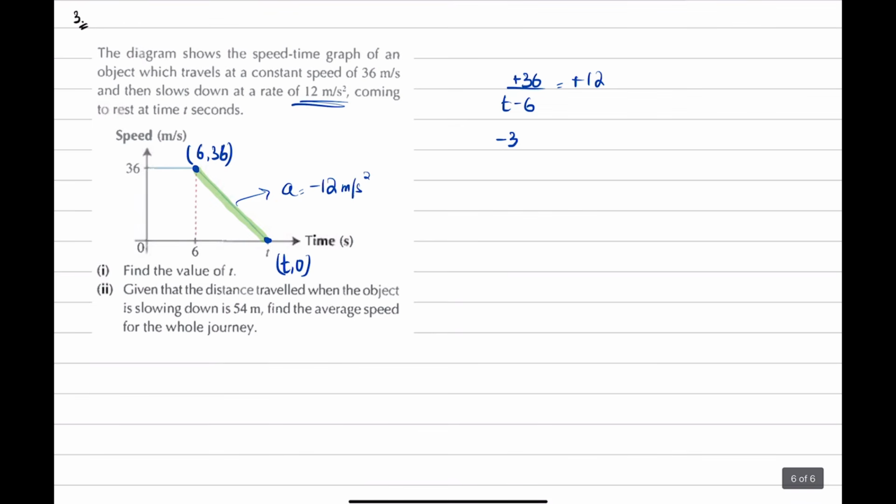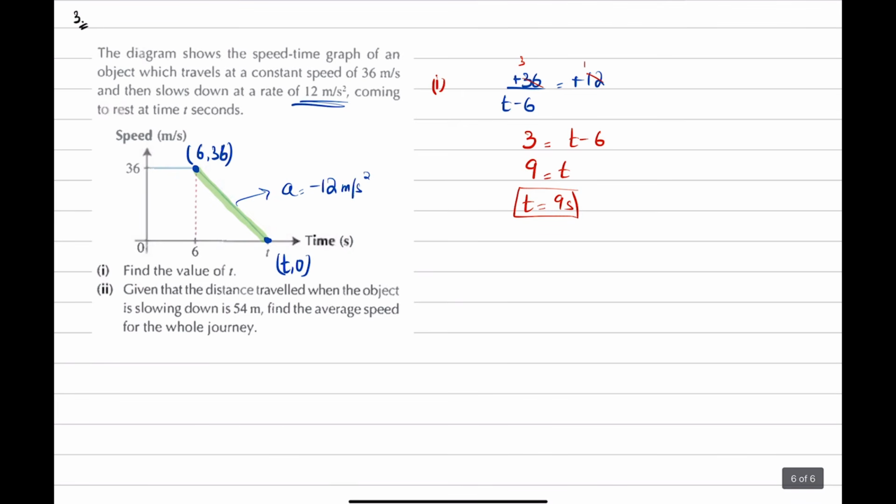Cross out the minus sign. Okay, that will make life easy. And if you want to make life even easier, you simplify 12 and 36. 12 ones are 12, 12 threes are 36. So 3 is equal to t minus 6 after you cross multiply. 3 plus 6 is 9, so 9 equals t. So t equals 9 seconds. This is what we had to do in the first part. There you go, t equals 9.